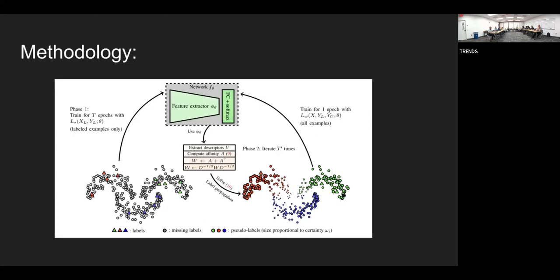Their methodology is to create a nearest neighbor graph and then perform label propagation by transductive learning on the training set. And then they estimate the weights reflecting the certainty of the pseudo labels. And finally, it injects the pseudo labels into the network training process.